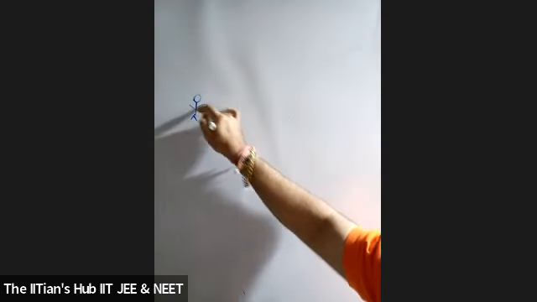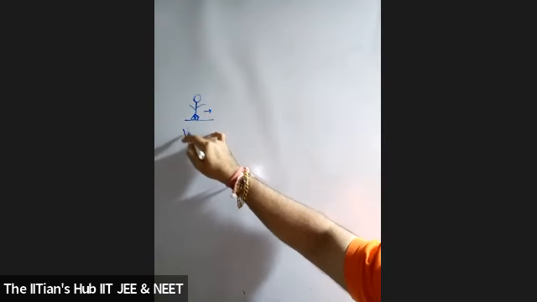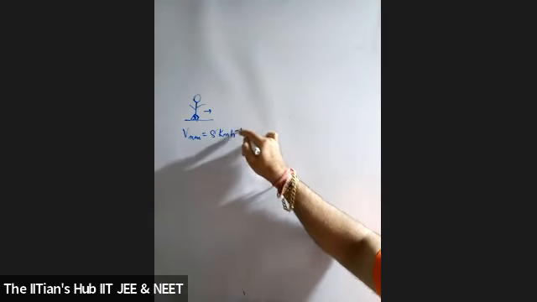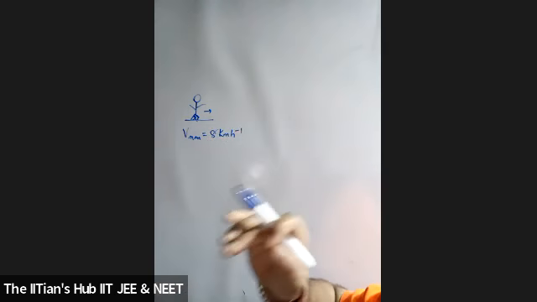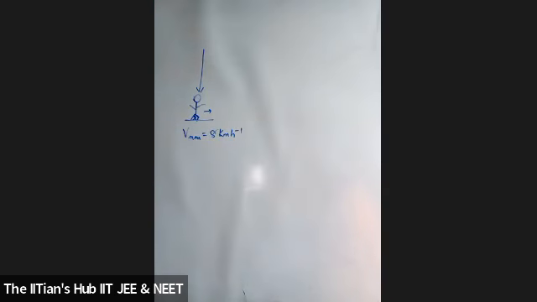Students, just try to solve this, okay? A man is running on a horizontal road with 8 kilometers per hour. Rain appears to fall vertically.